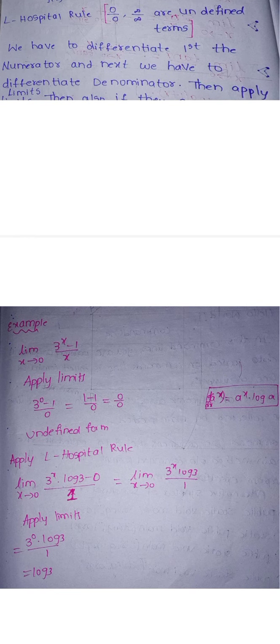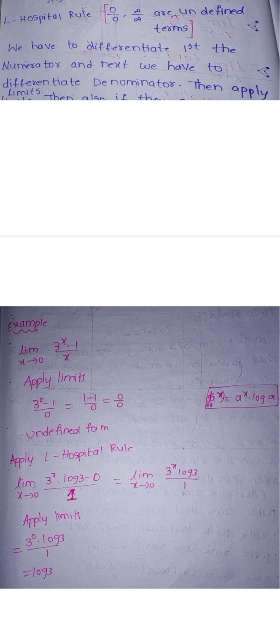Example: limit x tends to 0 of 3 power x minus 1 by x. You may get the idea that we can directly apply the formula that a power x minus 1 by x equals log a, but it is by this rule only that we got that formula. We can see how this formula came through L'Hospital rule.